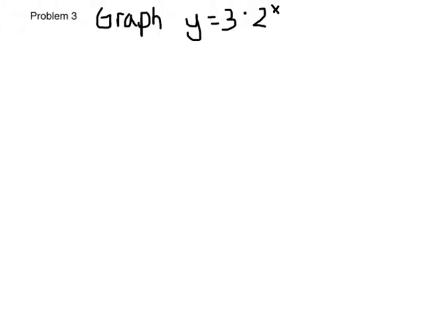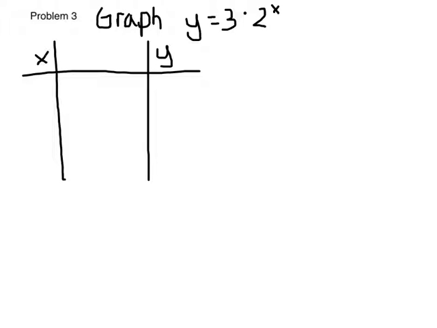Problem 3 asks us to graph. It says, what is the graph of y equals 3 times 2 to the x? So just like in previous problems where we were learning how to graph, we would put our x here, our y here, and then the process in the middle. We're going to do the same thing here, and then we want to choose easy numbers to work with. So I'm going to go -2, -1, 0, 1, and 2. And by easy, I mean small and graphable.